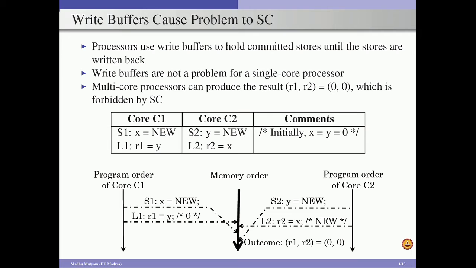That is mainly because this store is written to a store buffer, and this store buffer cannot be read from the other core. Similarly, this store is performed to its corresponding write buffer, and the contents of this write buffer cannot be read from this core. So because of this, the expected outcome will be different with respect to the sequential consistency model.